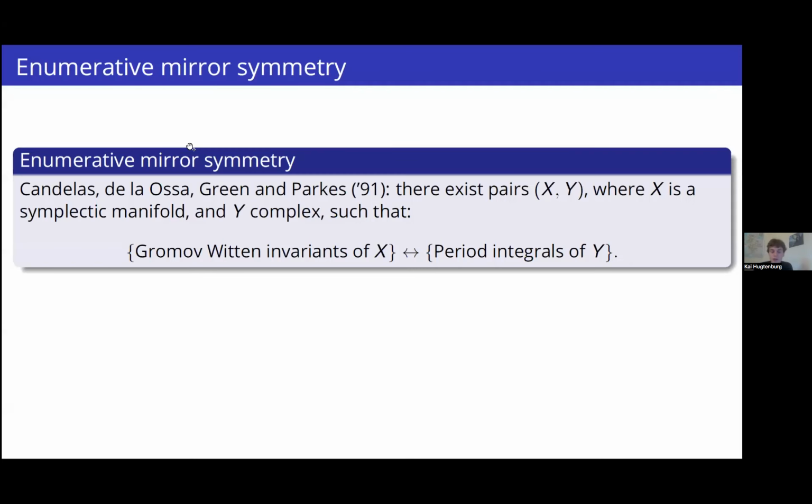This story all starts with enumerative mirror symmetry. Just to remind you what that is: in 1991, Candelas, de la Ossa, Green, and Parkes came up with the idea that there exist pairs of spaces, X and Y, where X is a symplectic manifold and Y a complex manifold, and they found that the Gromov-Witten invariants of X correspond to the period integrals of Y. So X and Y are then an enumerative mirror pair.